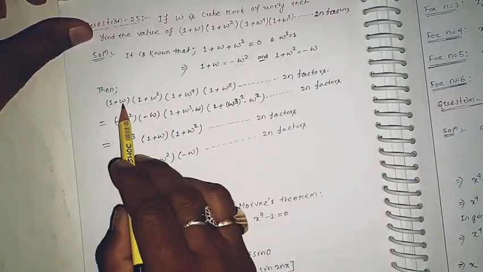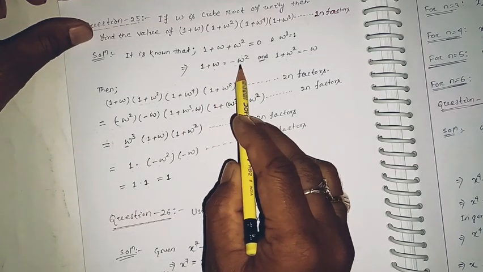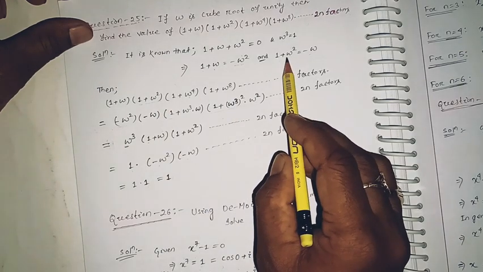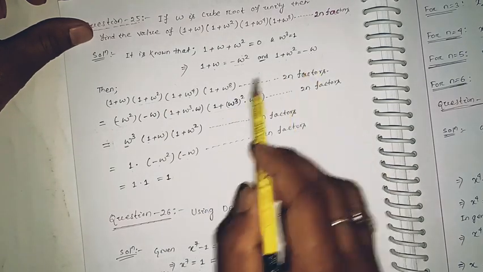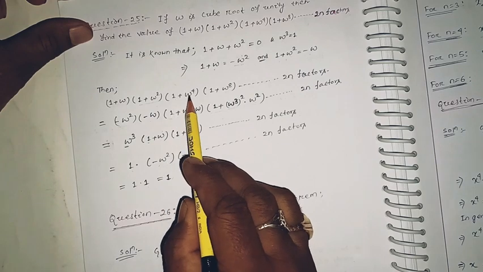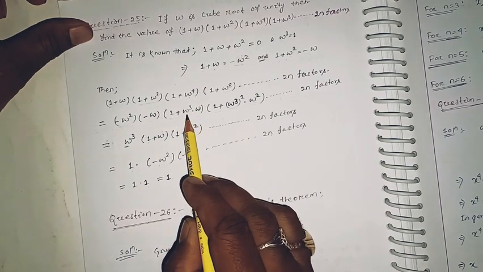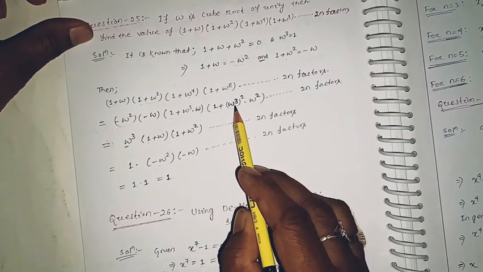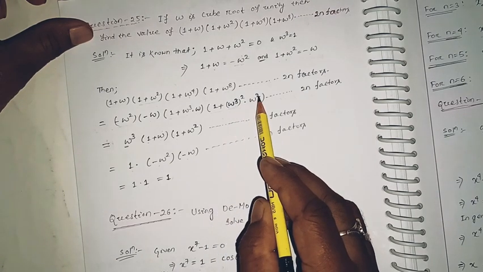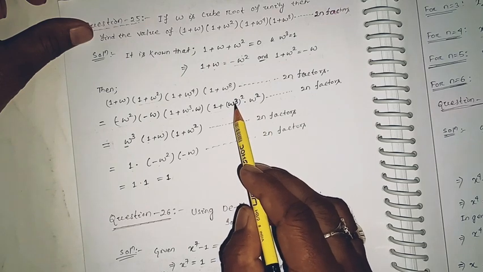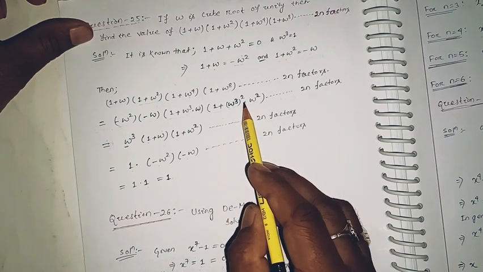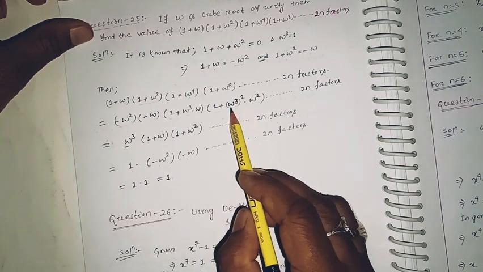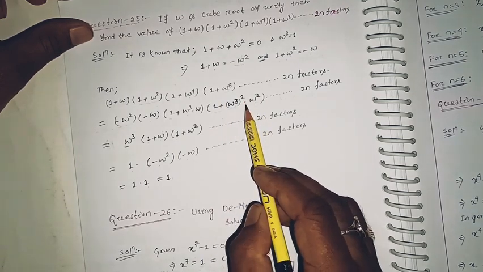Here you can see 1 plus omega. Instead of 1 plus omega, we can substitute minus omega square. 1 plus omega square, instead of 1 plus omega square, we can substitute minus omega. 1 plus omega to the power 4. Omega to the power 4 can be written as omega cube into omega. Omega to the power 8 can be written as omega cube to the power 2 into omega square. This will be omega to the power 6 into omega to the power 2, that means omega to the power 8. So omega to the power 6 can be written as omega cube to the power 2 into omega square.